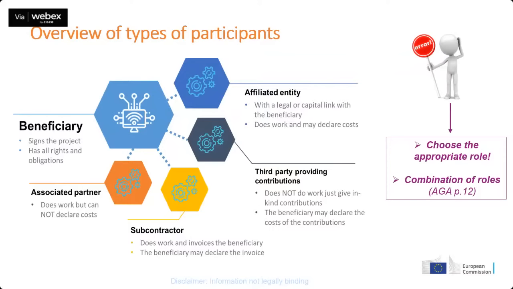Normally every participant has only one single role in the action, and must have the resources to implement the tasks. Certain combinations of roles are allowed, but be careful about having one participant with different roles, because this can be a source of errors. And there are specific cases in the AGA of the combinations of roles that are allowed in Horizon Europe.